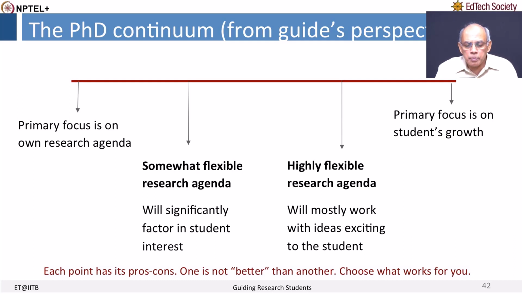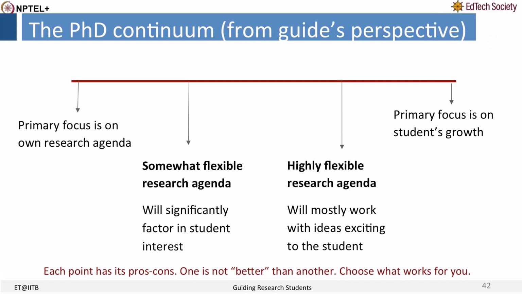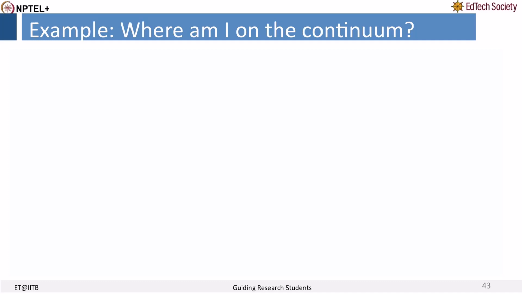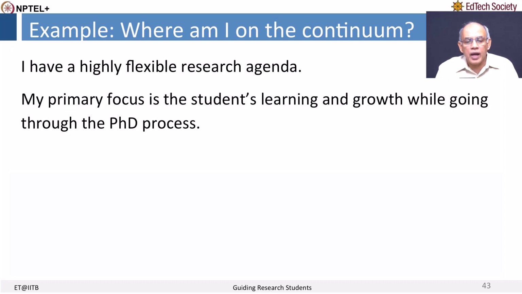Each point has its pros and cons, and there is no point which is better than the other. So it is up to each one of us as guides to choose our position on this continuum, either for our own work or for a particular student. Now to give you an example, where am I on the continuum? I have a highly flexible research agenda, and my primary focus is the student's learning and growth while they are going through the PhD process.